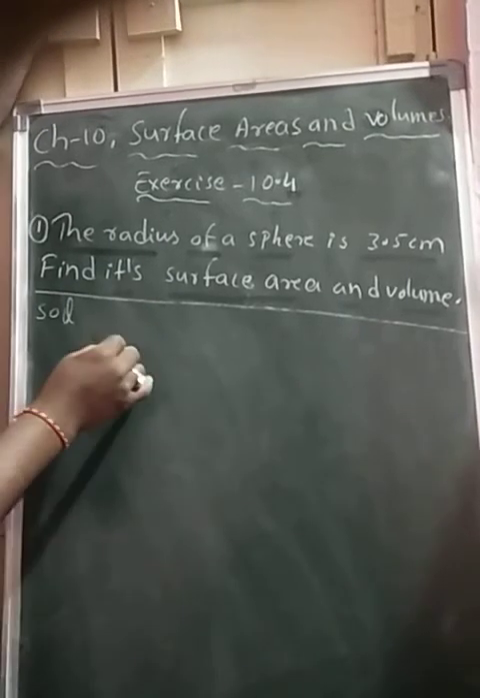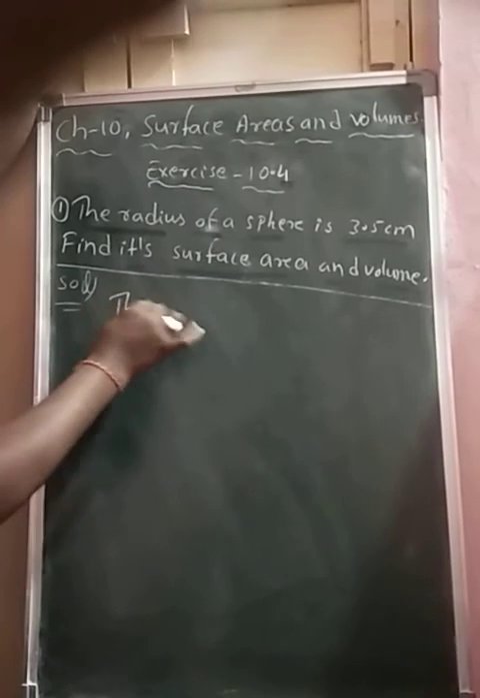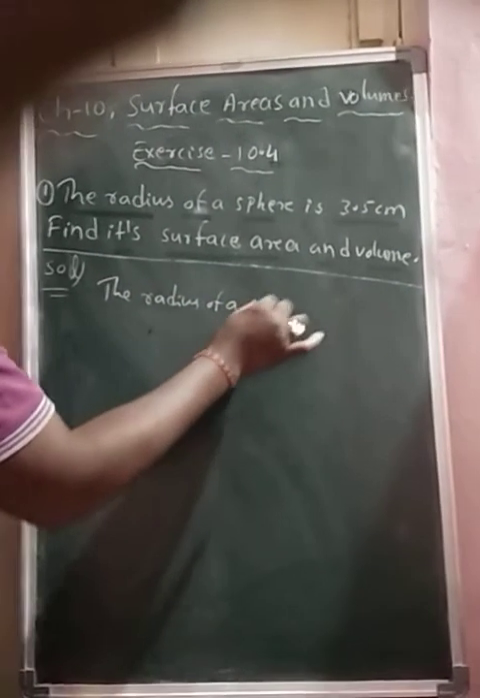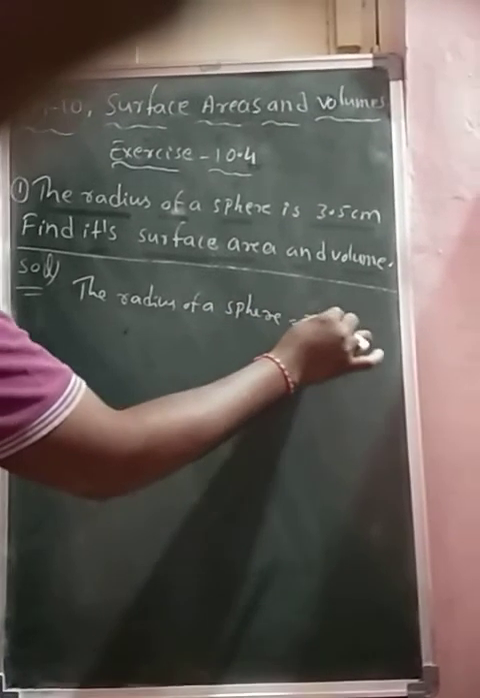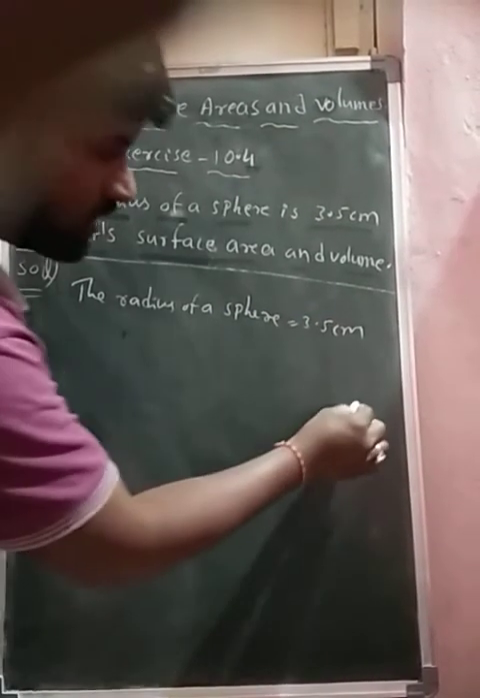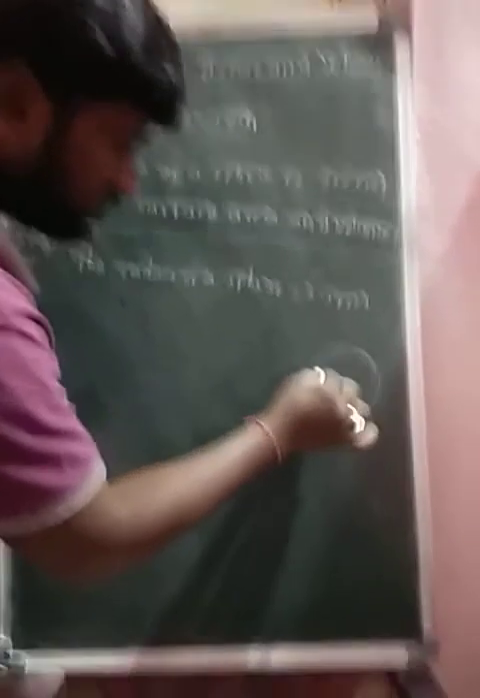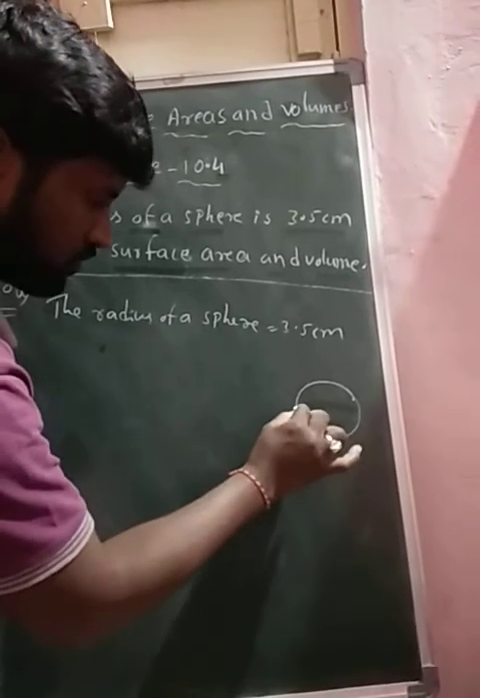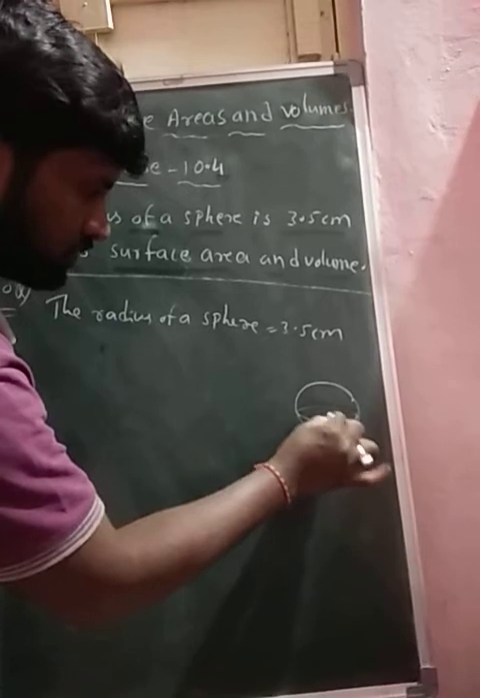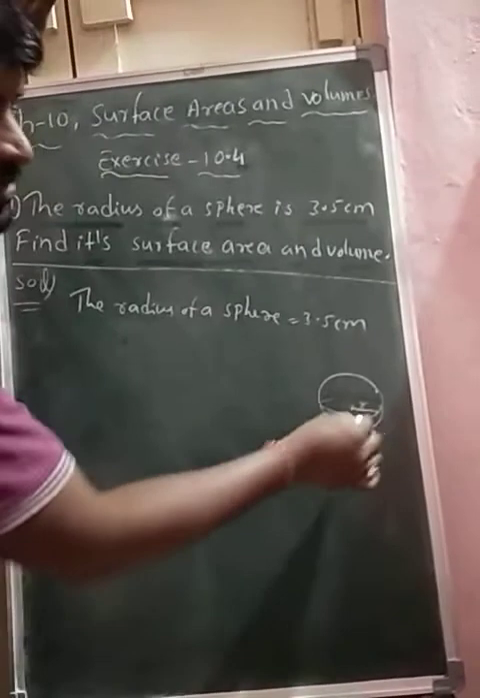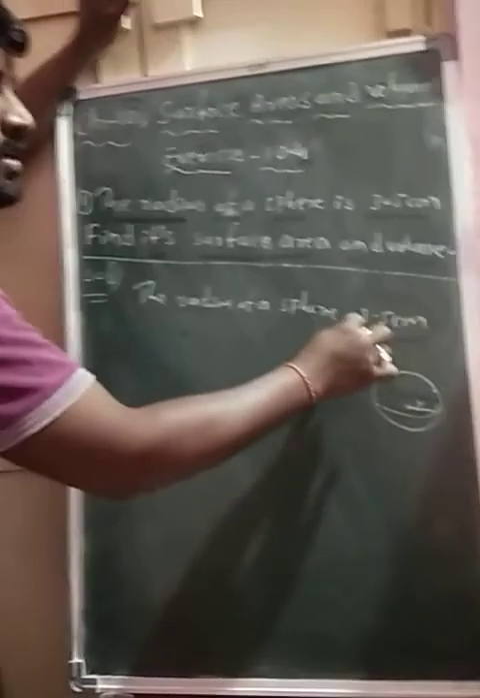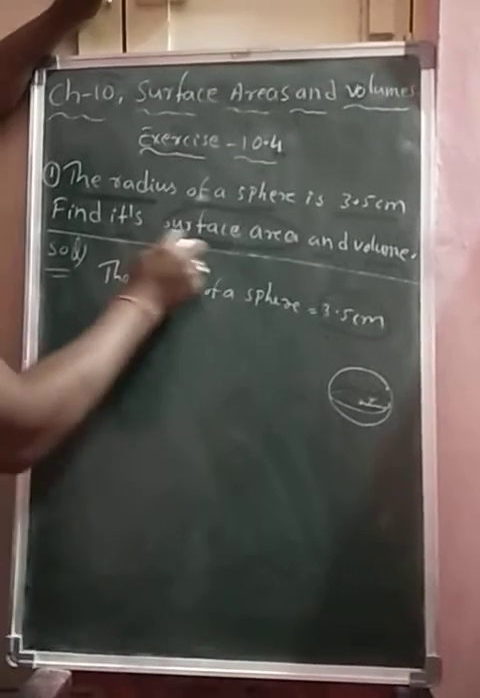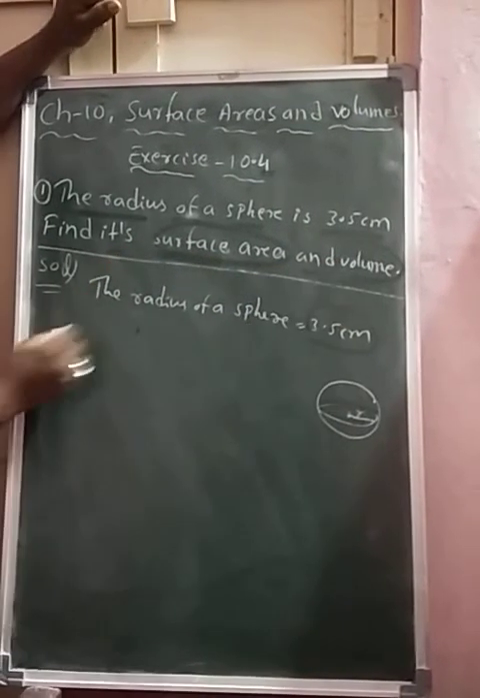Here given the radius of a sphere is equal to 3.5 centimeter. So this is the rough figure. This is the radius of the sphere, given 3.5 centimeter. So by using this, now I am going to find its surface area and volume. So first one, surface area.